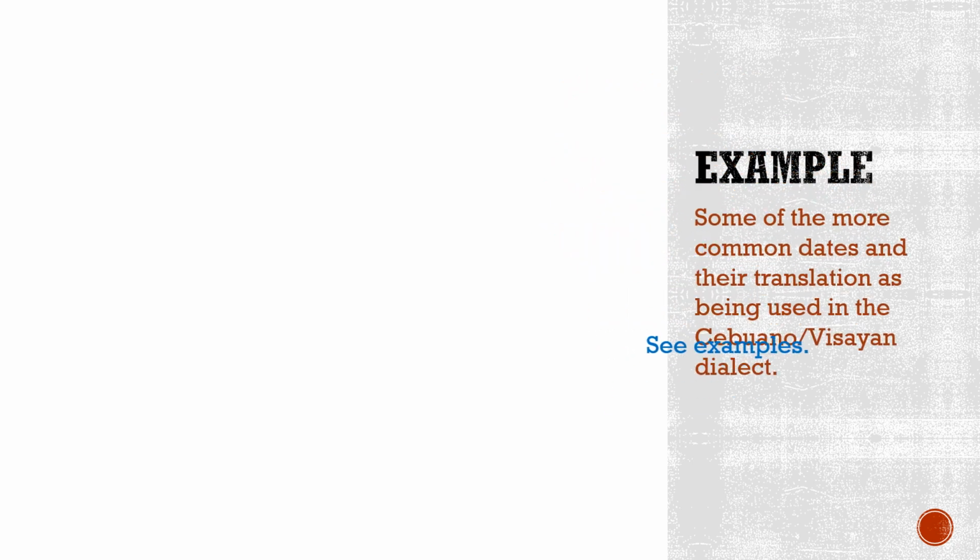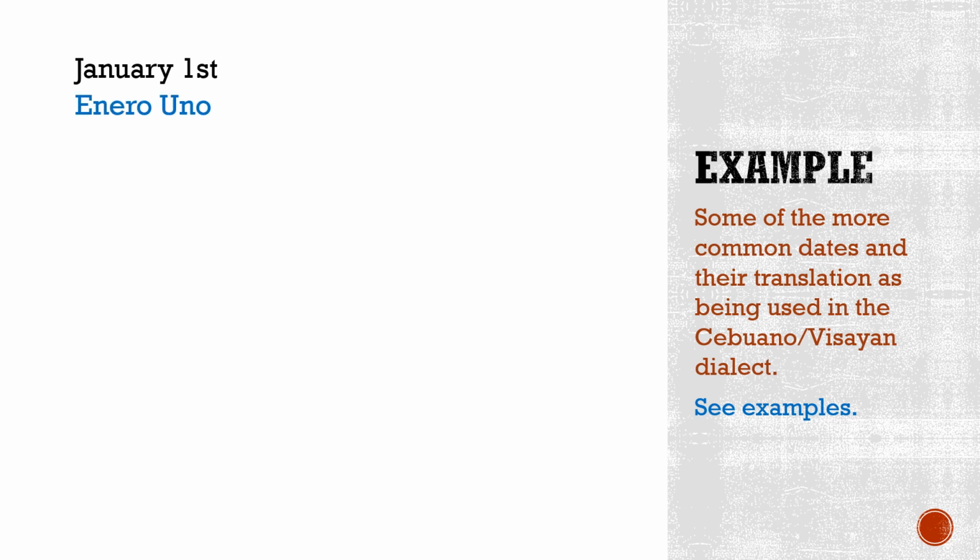Now we are going to have examples for the months in the year. So how do we translate January 1st or January 1? January is enero and 1 is uno. Now for those of you who haven't covered numbers yet, we have it in a separate video. We had an earlier tutorial covering numbers.